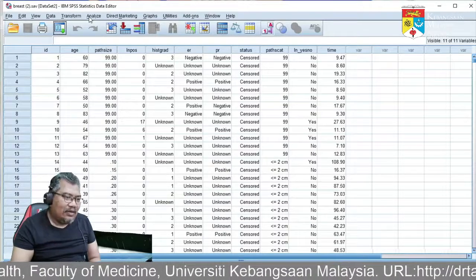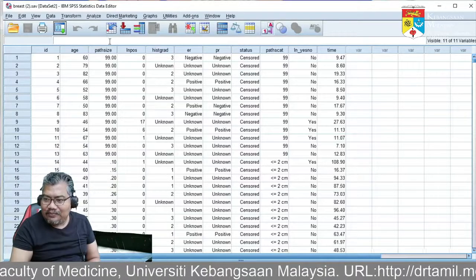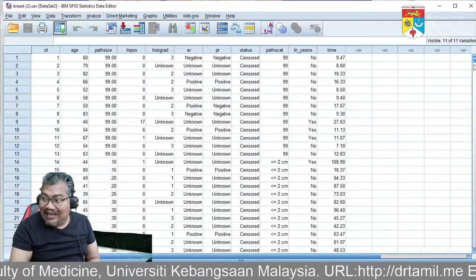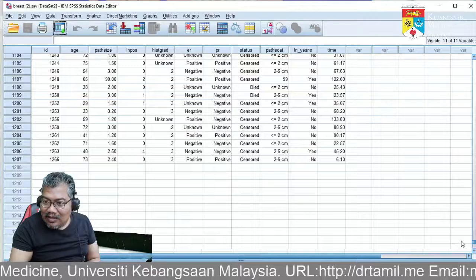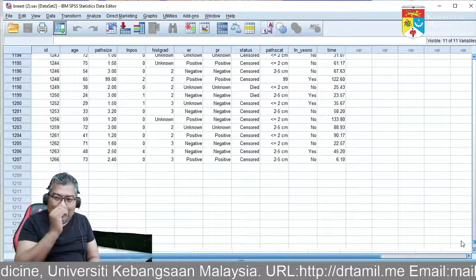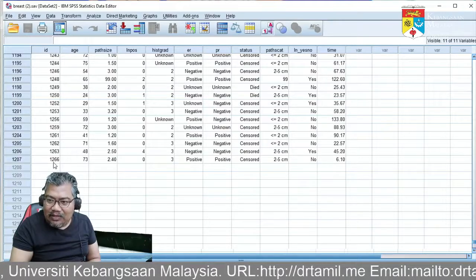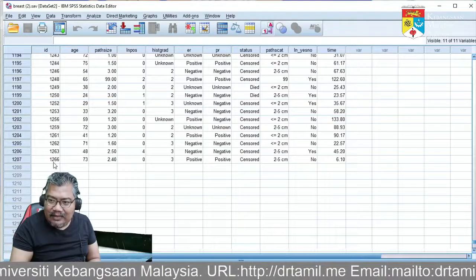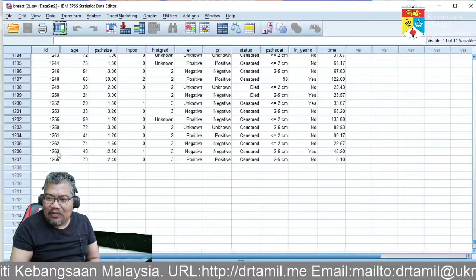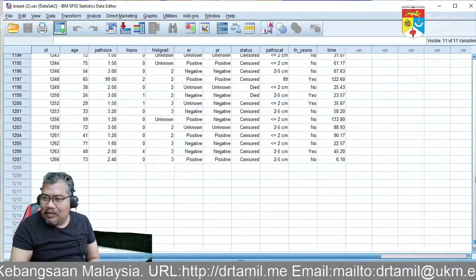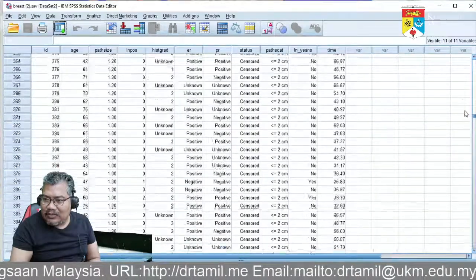Okay, so this is the data on survival of cancer patients in USA. How many data are there? 1,207. If you look at the numbers, the ID goes up to 1266, but there is a lot of missing data in between. So what we have here are the more complete data. The rest has already been taken out.